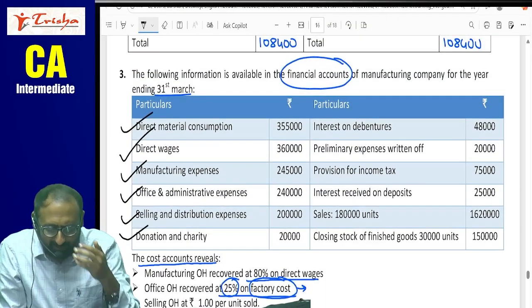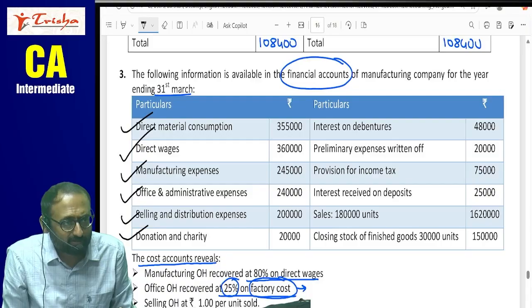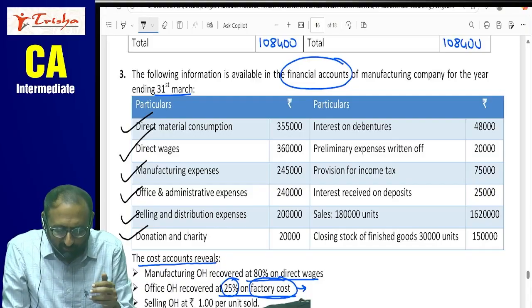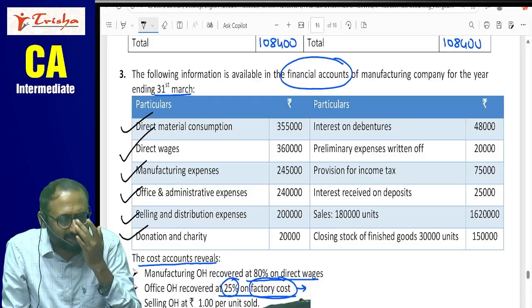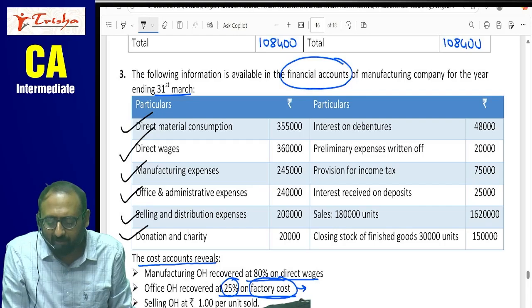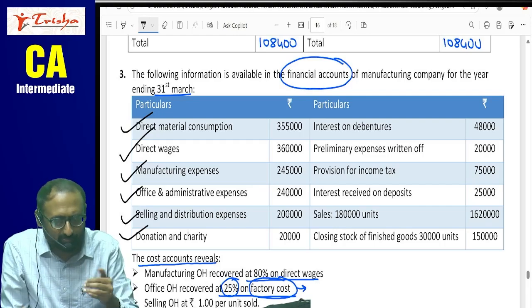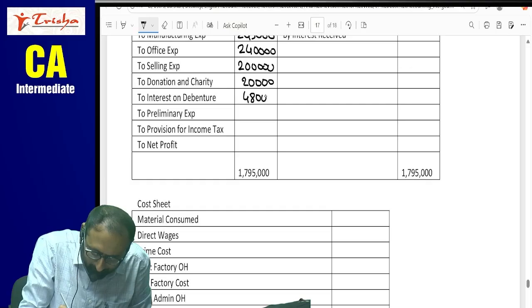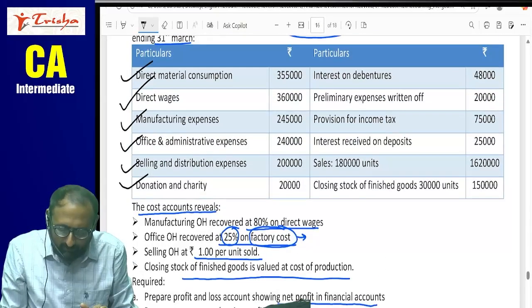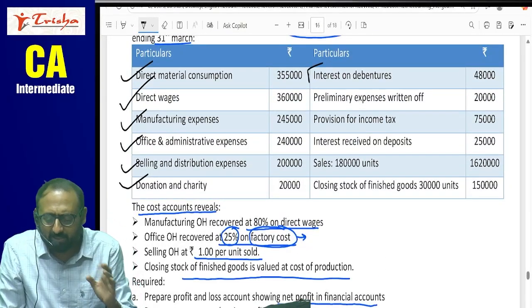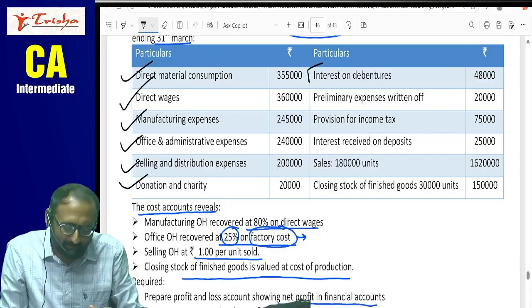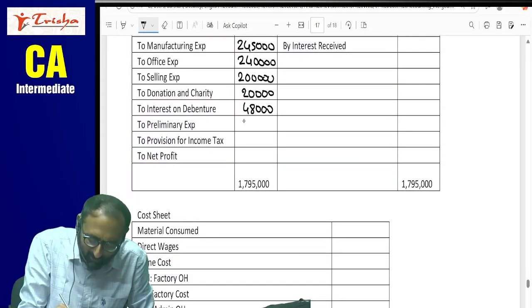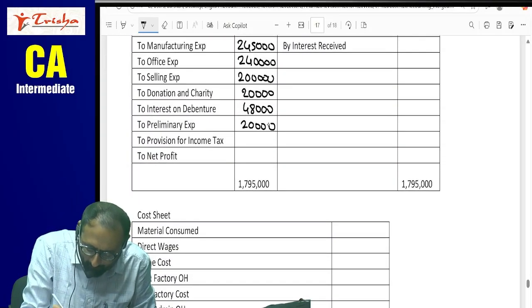Let's go to that right hand side. Interest on debenture. So this is not interest received. Assume it as interest paid. So how much is interest on debenture? 48,000. Debit side, you will write interest on debenture 48,000. Next one. Preliminary expenses written off are 20,000. Debit side, sir, the preliminary expenses written off, debit side 20,000.